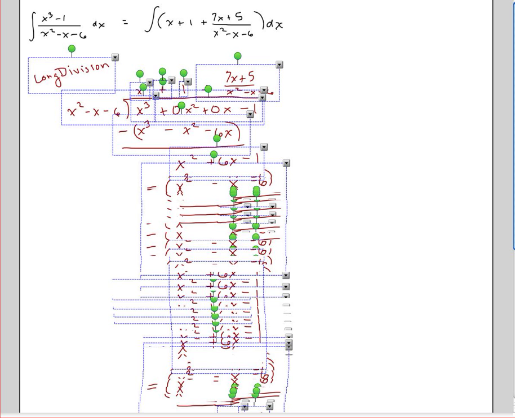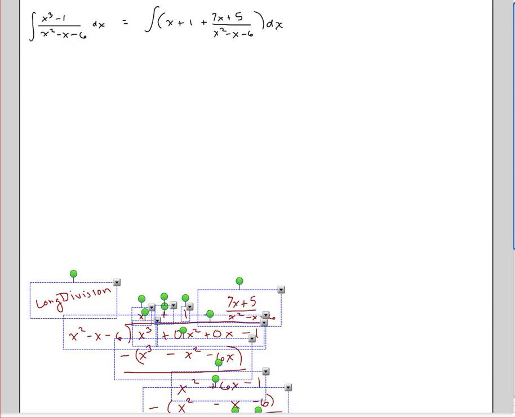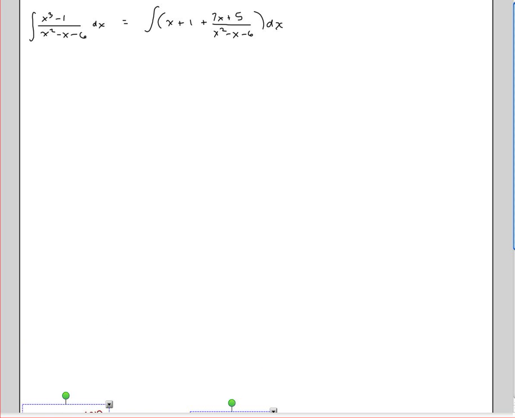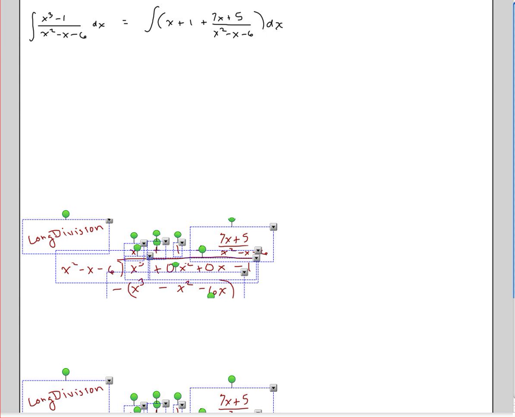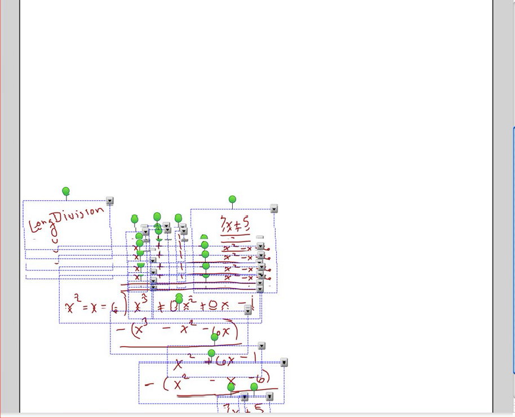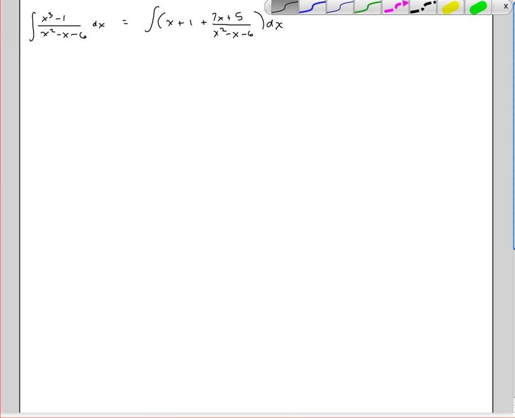So let's get this part out of the way. Move that down below. Okay, and now let's come back up here. Okay, so I want to decompose this proper fraction, so partial fractions now.